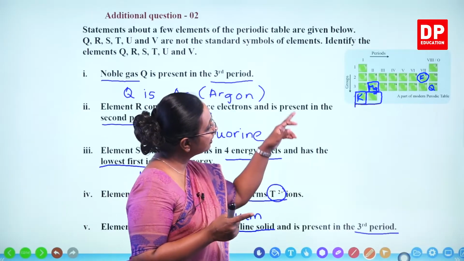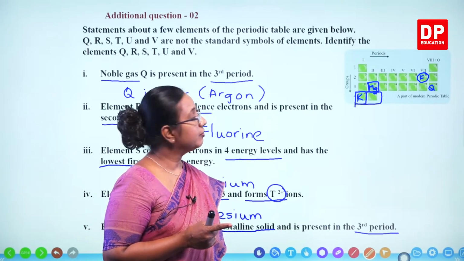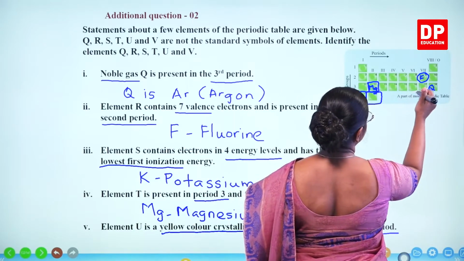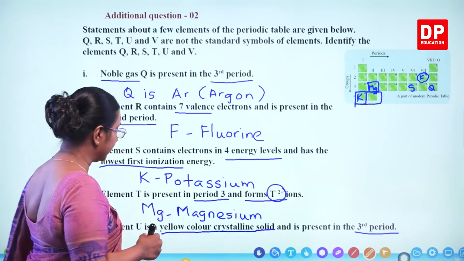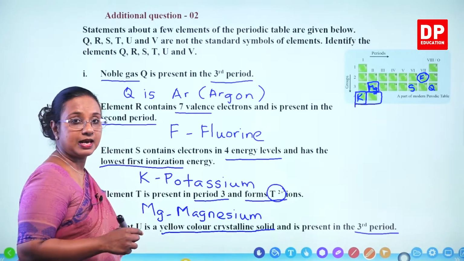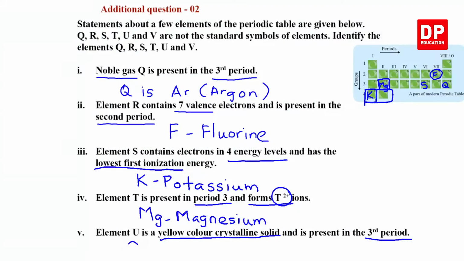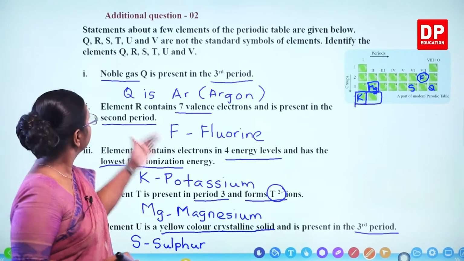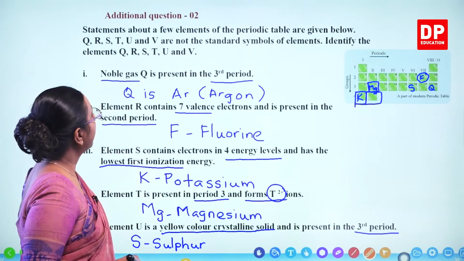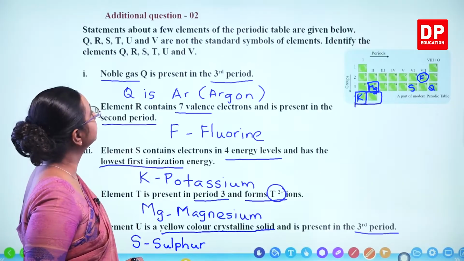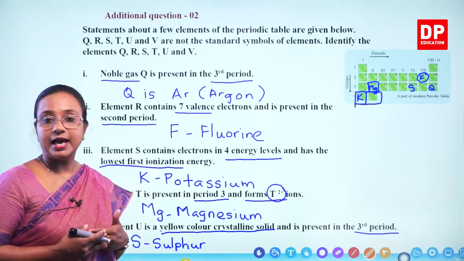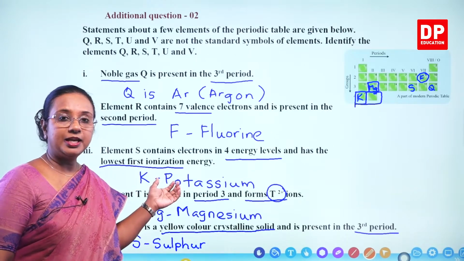So here sulfur is present in the third period. If you look at the position of sulfur, it is present in group 6 and period 3. So, sulfur is the element that has a yellow color crystalline solid form. So, this is S, sulfur. Now we have identified all the elements. Q is argon. Then we had fluorine, potassium, magnesium and sulfur. So, from the properties we can identify elements. Now, we'll get on to the next question.